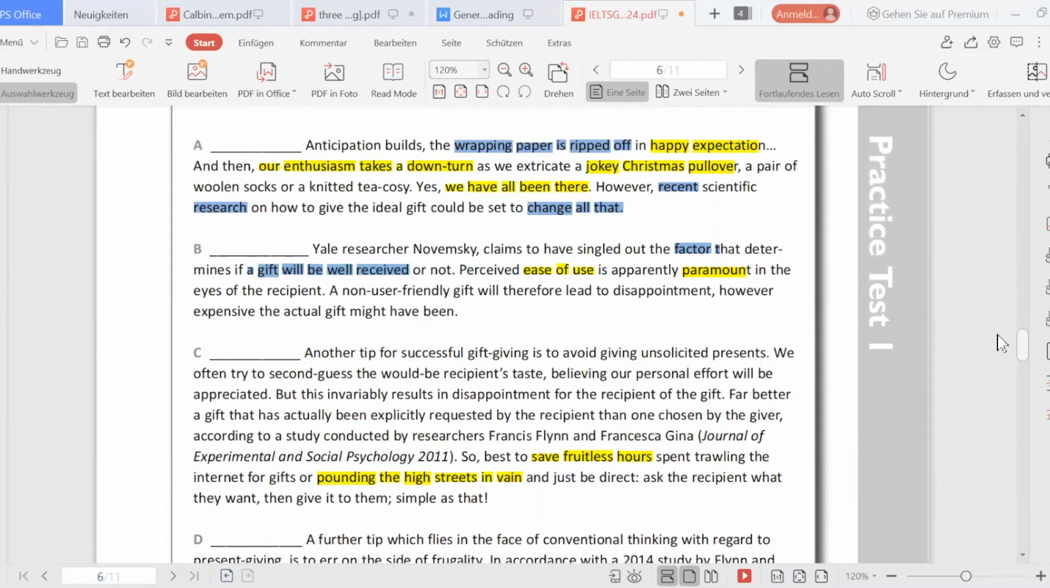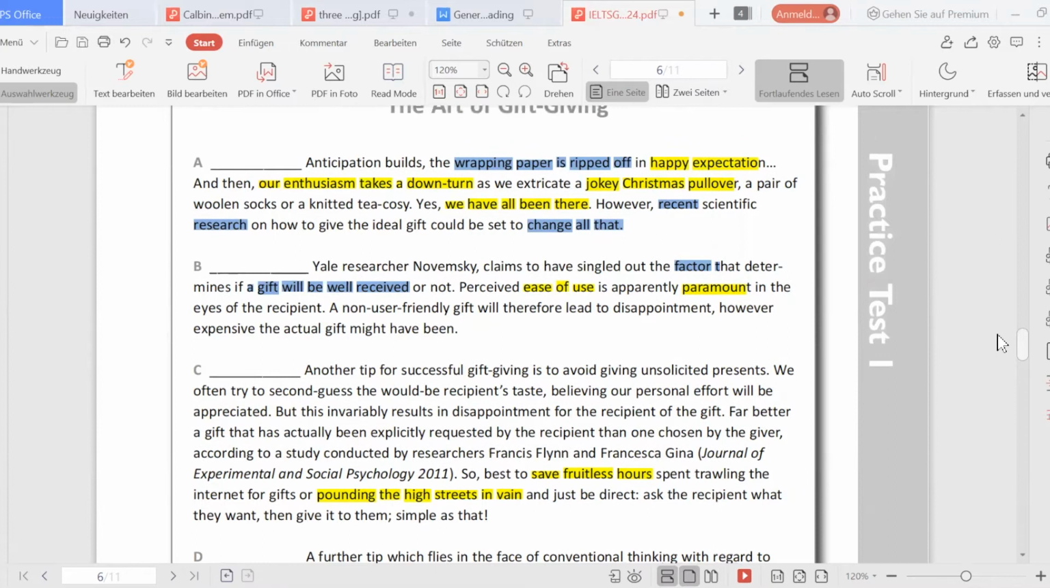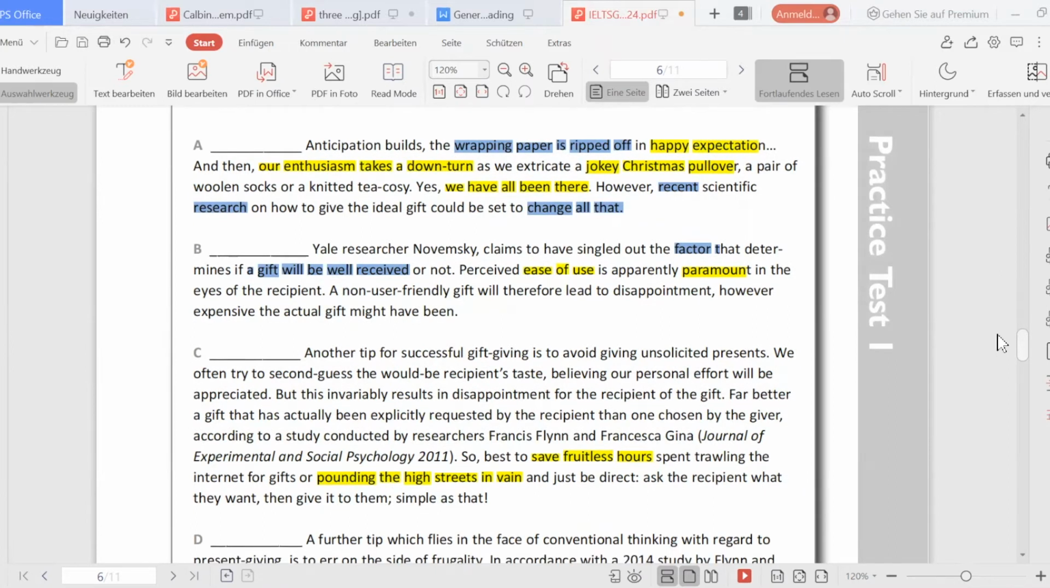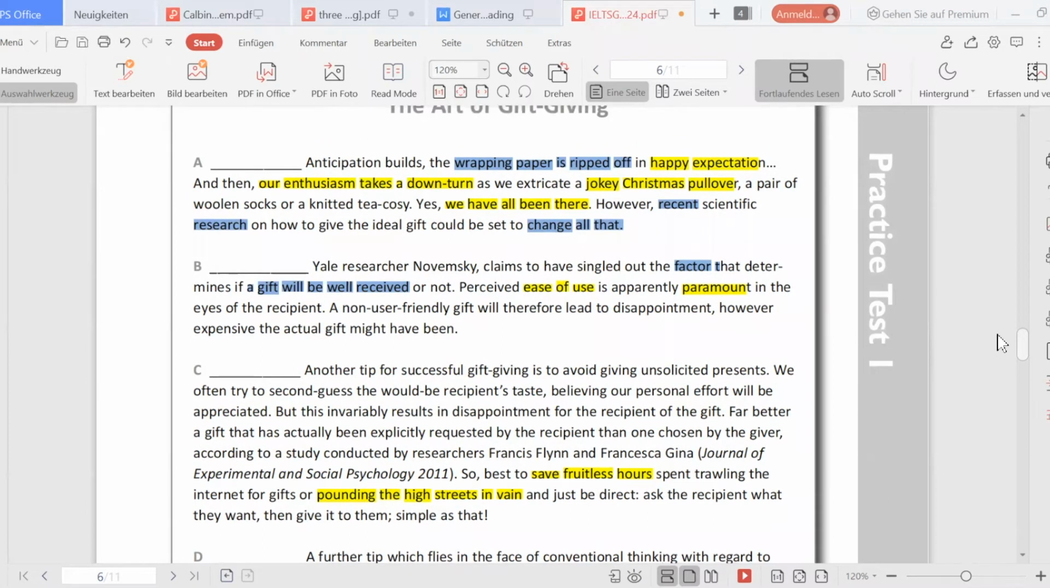Perceived ease of use is apparently paramount in the eyes of the recipient. So the word paramount. When you have paragraph questions like this, and you see such high degree adjectives, so I call them high degree adjectives, that sentence in most cases forms the basis of your heading, because it expresses the overall idea.